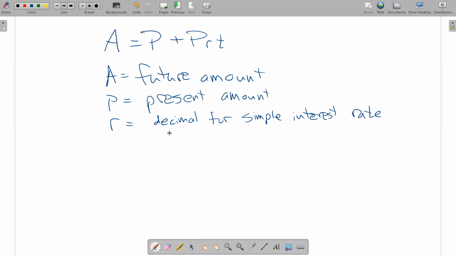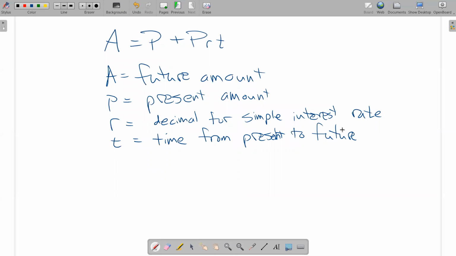And t is however much time has gone by. So time from present to future. And often I want to say, okay, this is what I'm starting with. Here's the interest rate, here's the time. What am I going to have in the future?